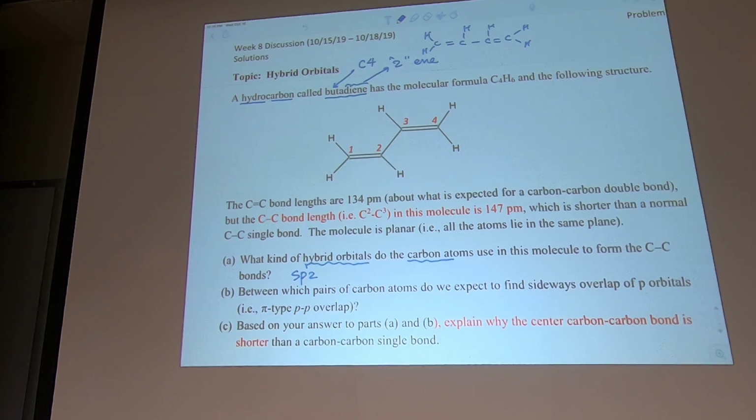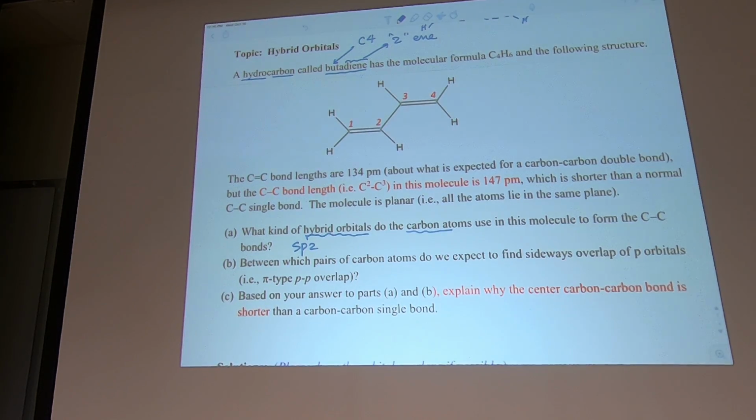But now the question involves something a little bit more than that. So they tried to explain it to you. If you look at the double bond, the carbon length is 134 picometers, whereas this single bond, which is between carbons 2 and 3, is 147 picometers, which is shorter than the normal carbon-carbon single bond. So the key one is actually this one. The normal single bond length is 154 picometers.